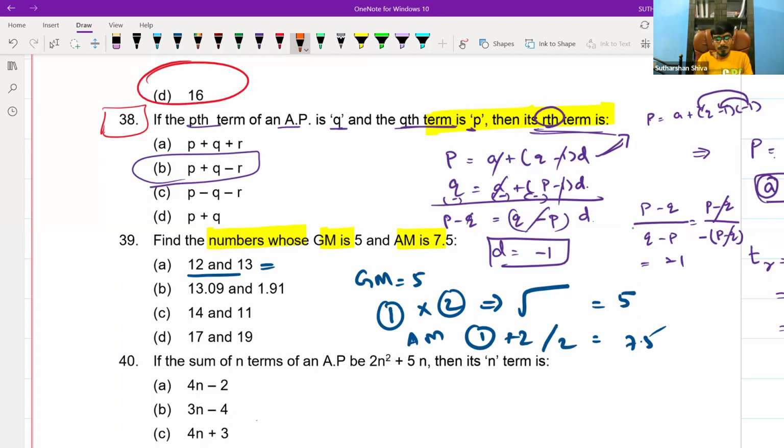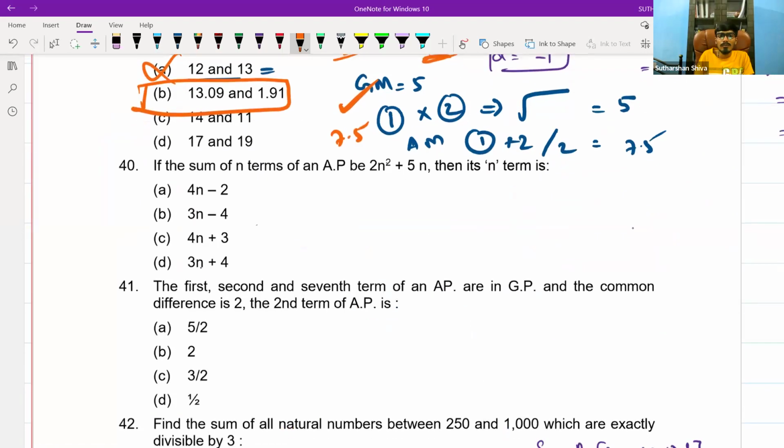12 into 13 will become 156. 156, if I take the square root, it will become 12.46. So option A is not my answer. I'll go with option B. 13.09 into 1.91 will become 25.0019. If I take the root, approximately it is 5 only. So 5, condition 1 satisfied. What is my condition 2? 7.5. 13.09 plus 1.91 divided by 2. If you put it, you will get 7.5. So option B is my answer.